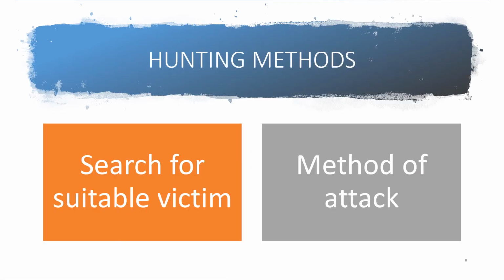Let's look briefly at hunting methods of serial killers. This is in two parts. First, there has to be a search for a suitable victim. And second, a method of attack must be deployed. Here, think of the Son of Sam hunting for young couples parked in cars, then shooting them to death.